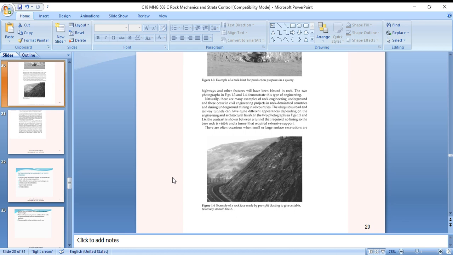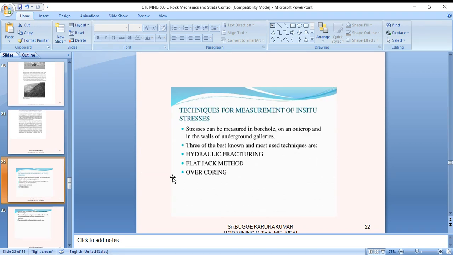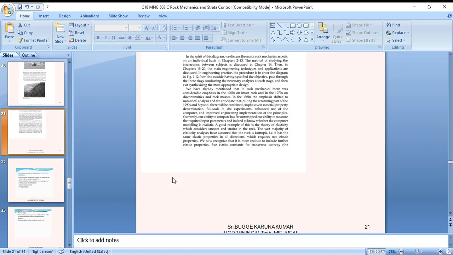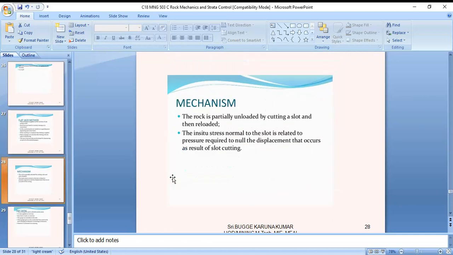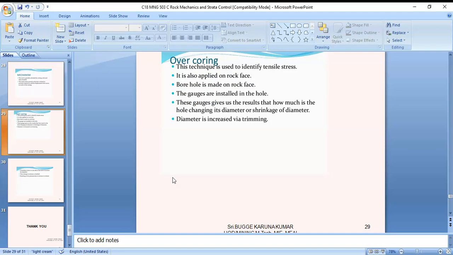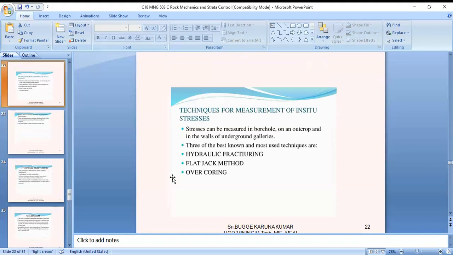There are often occasions when small or large surface excavations are made. In spite of this diagram, we discuss major rock mechanics experts on the individual basis of the techniques for measuring in-situ stress already given. This is already given. So overcoring technique is also there. These are another different technique. Coming to the basic ideas of the hydraulic cell, the flat jack.